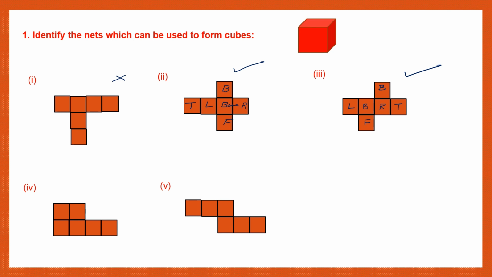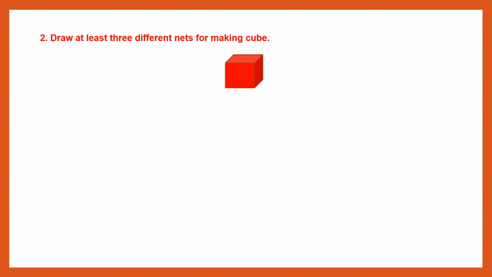Fourth one will not form a cube because the sides will overlap. Next one, the fifth one, this will form a cube. So here, this will be the base or the bottom. This will be the back. This will be the left. And this will be the front. So imagine all this standing up and you're moving it so that it will form a cube. Then this will be the right side and this will be the top. So this will also form a cube.